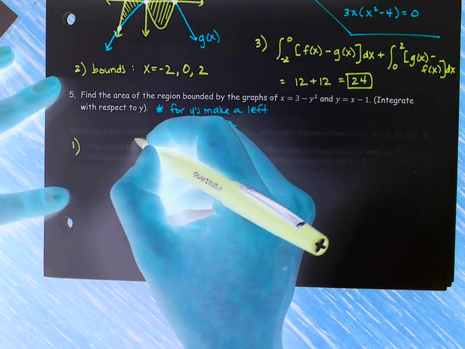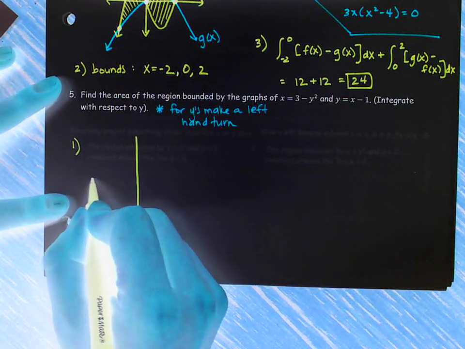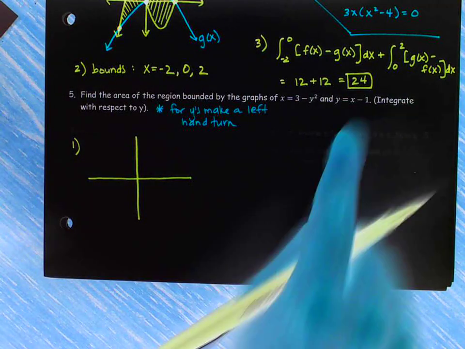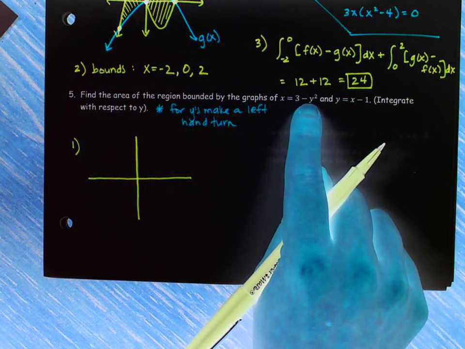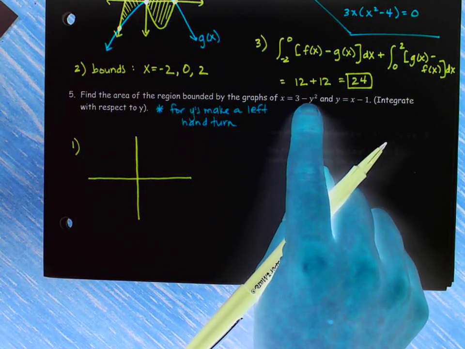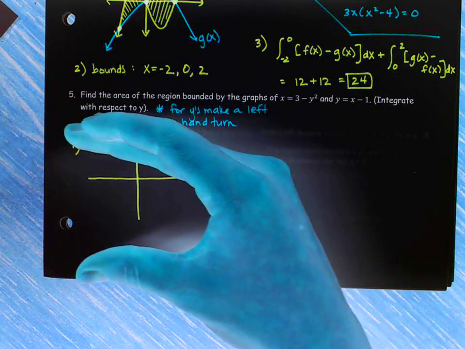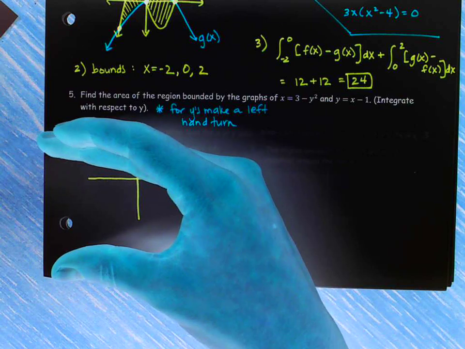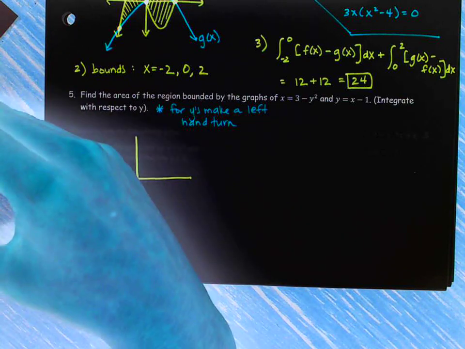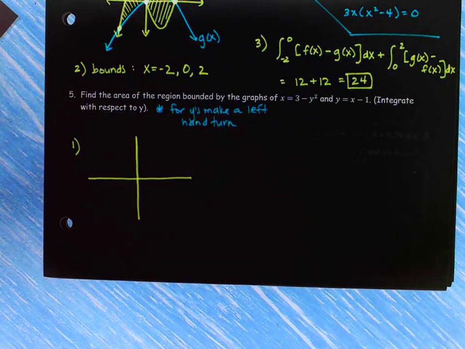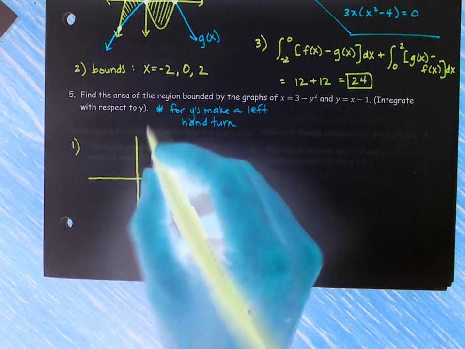So let me give myself a good coordinate plane. Now, when I look at this, I think this is going to be a sideways parabola. Because it's minus y squared, it's going to open towards negative x values, and because it's plus 3, it's going to start at the origin, but it's going to shift back 3. So it's going to be here.